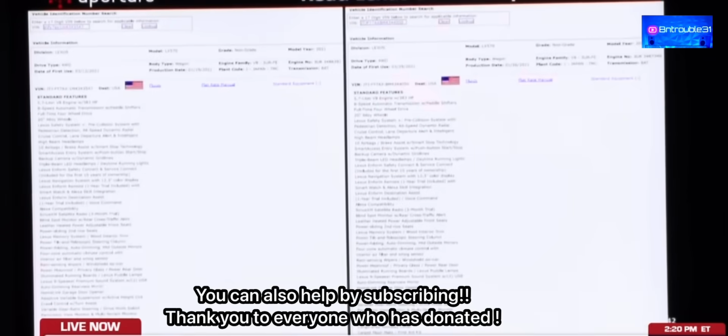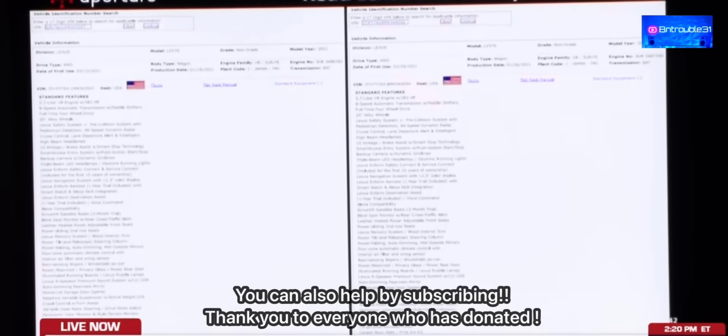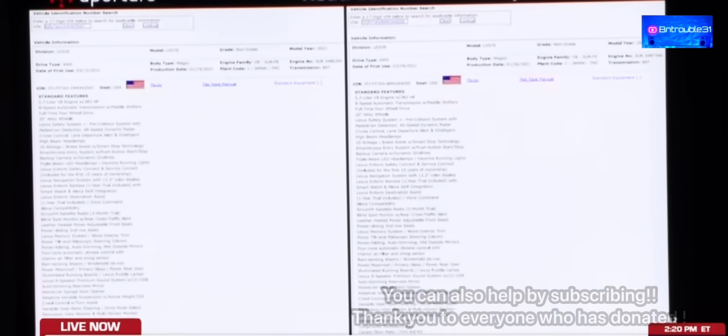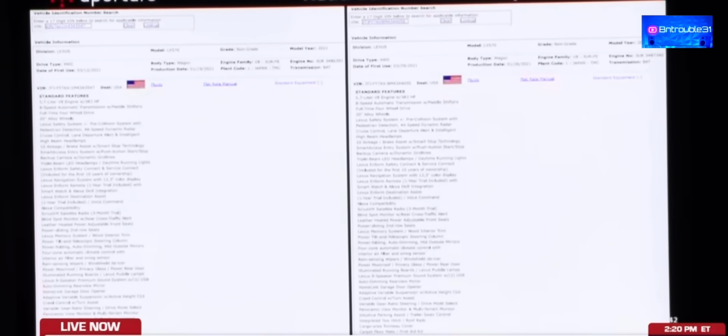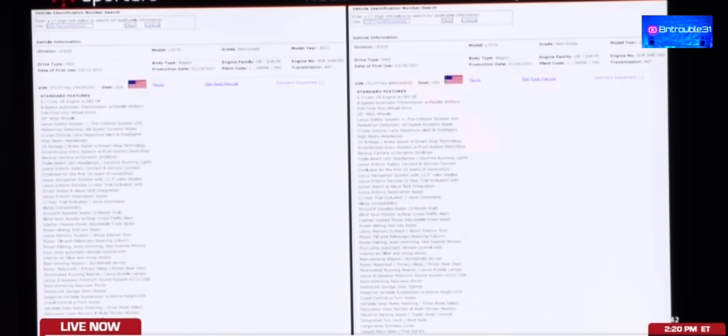Verified that the Lexus is in fact the one I got, the same exact one as Miss Reed's. These are all the standard equipment. Miss Reed's is on the left, my exemplar is on the right.